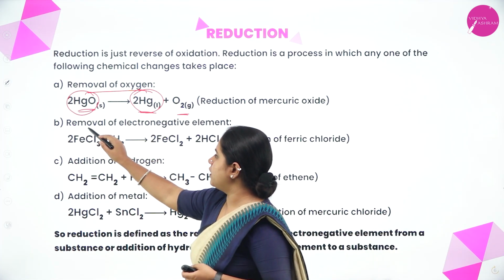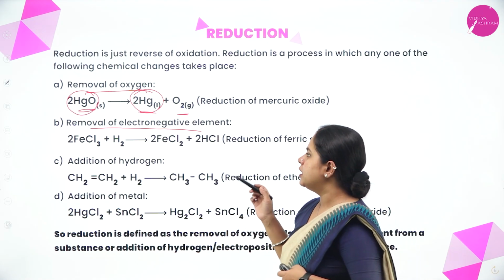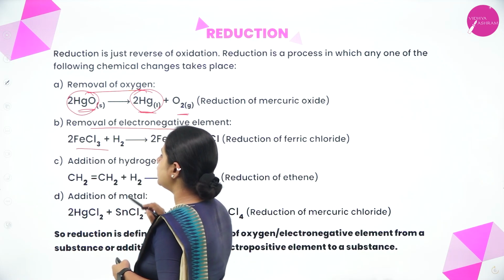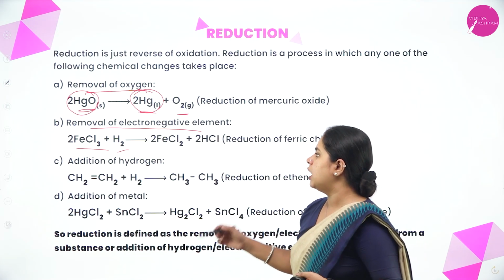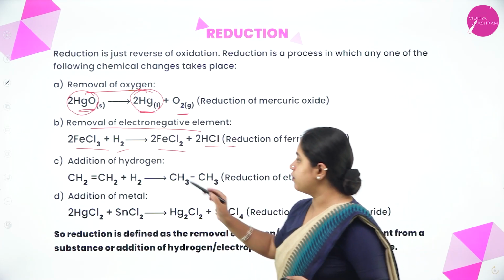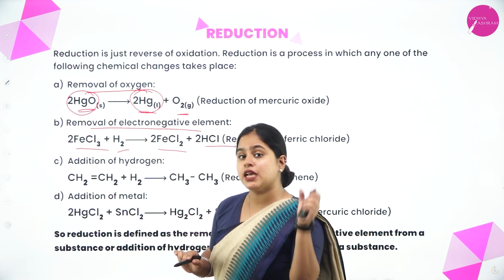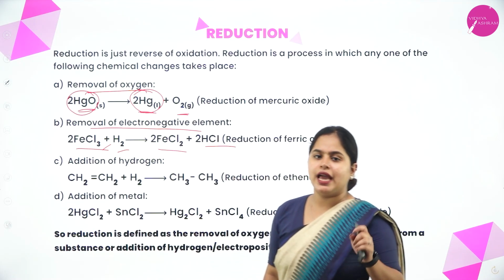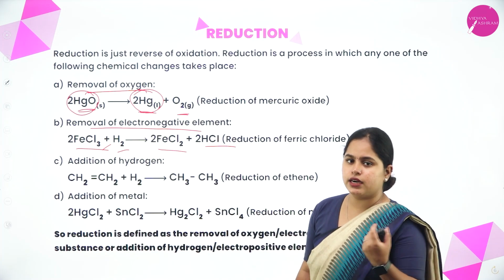Okay. So next one is removal of an electronegative element. Again, it's the opposite of oxidation, right? You can see here ferric chloride, FeCl3, is taken, to which hydrogen is added, right? We are adding hydrogen, and what happens? We get FeCl2 and HCl. So what is happening here? From FeCl3 we get FeCl2. The electronegative element, that is chlorine, is being removed, right? That is also called a reduction process.